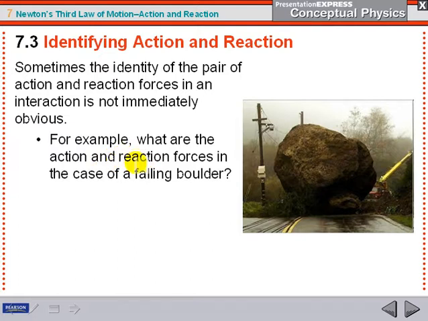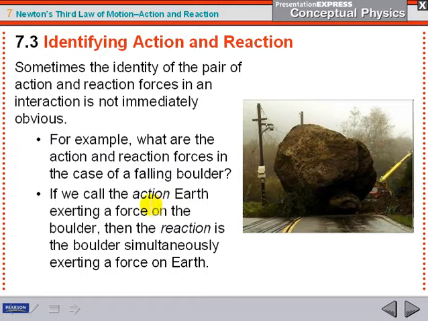So what's the action-reaction forces in the case of a falling boulder? The earth is exerting a force on the boulder, pulling it down, and then the reaction is the boulder pulling back up on the earth.